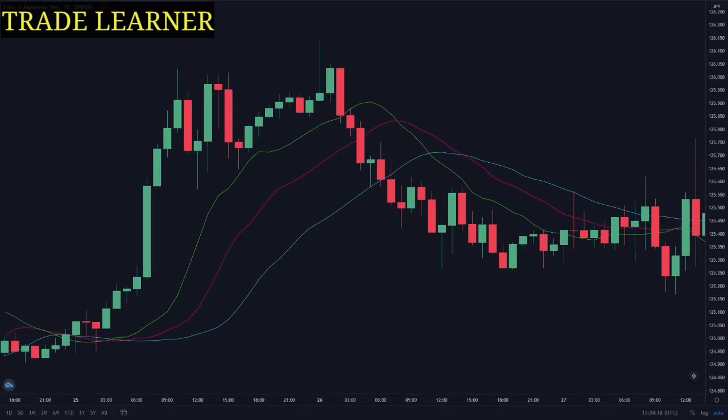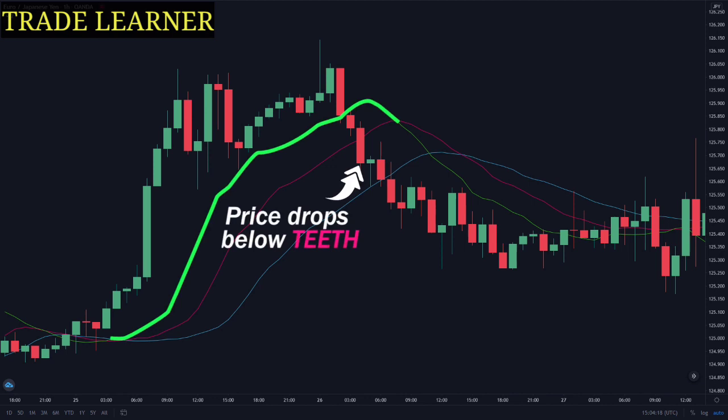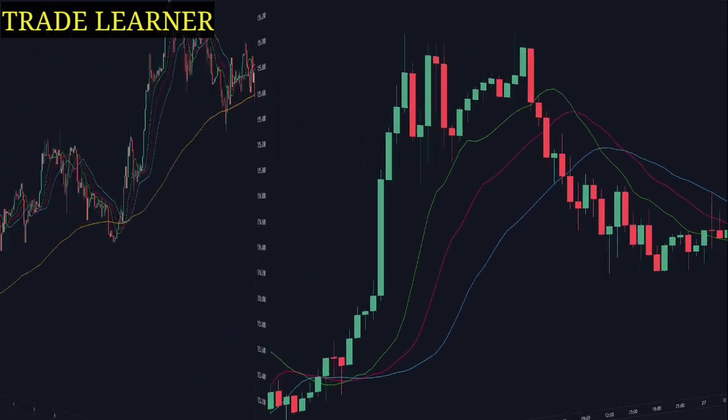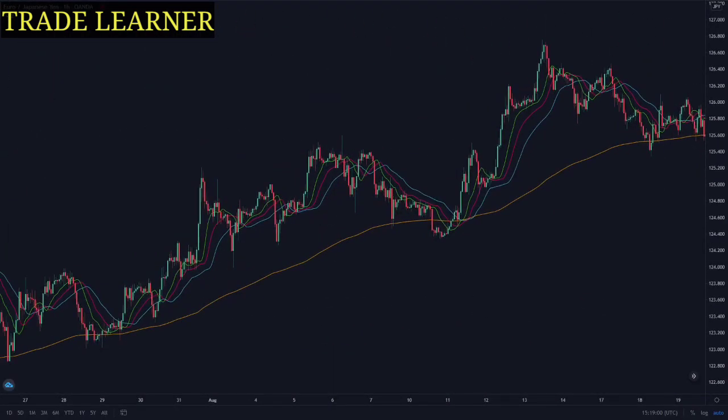Same for our take profit as well. In this chart, you can see the lips are above the two lines and the price drops to below the teeth. So you take a short position here. Notice that the take profit is so effective because it gives out early signals so we don't lose most of our profits. Another way you can utilize the Williams Alligator is by combining it with another indicator.